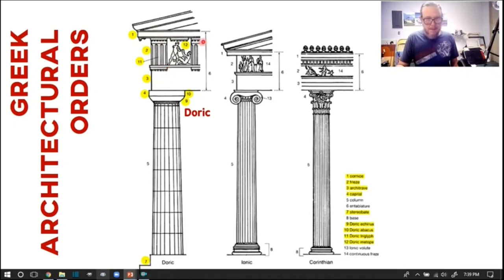And metope. This is the metope, as it says down here. The metope would be this area between triglyphs. Sometimes it would be left blank, but often had relief sculptures inside of it. Next comes the Ionic order.